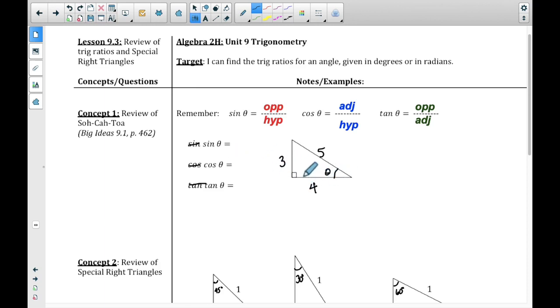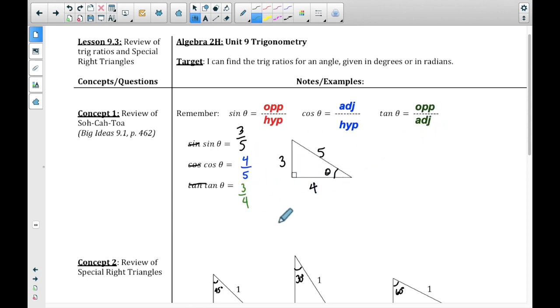Remember this theta? That's what that is, a theta, and that is the variable that we often use for angles. So if we're talking about theta here, the sine is opposite over hypotenuse. That's 3 over 5. The cosine is adjacent over hypotenuse. That's going to be 4 over 5. And the tangent is opposite over adjacent. That's going to be 3 over 4.